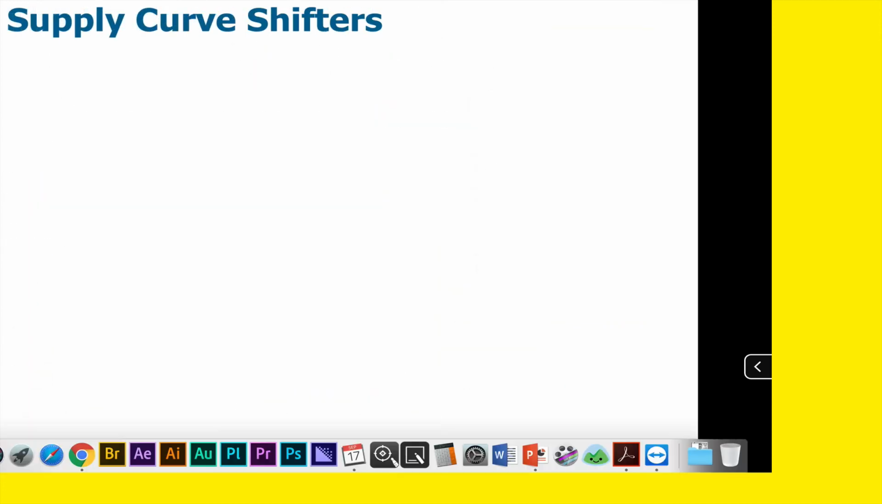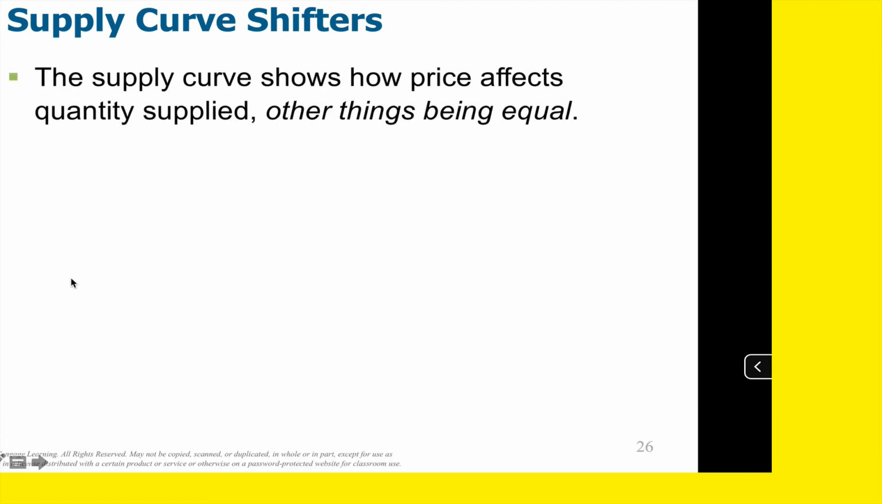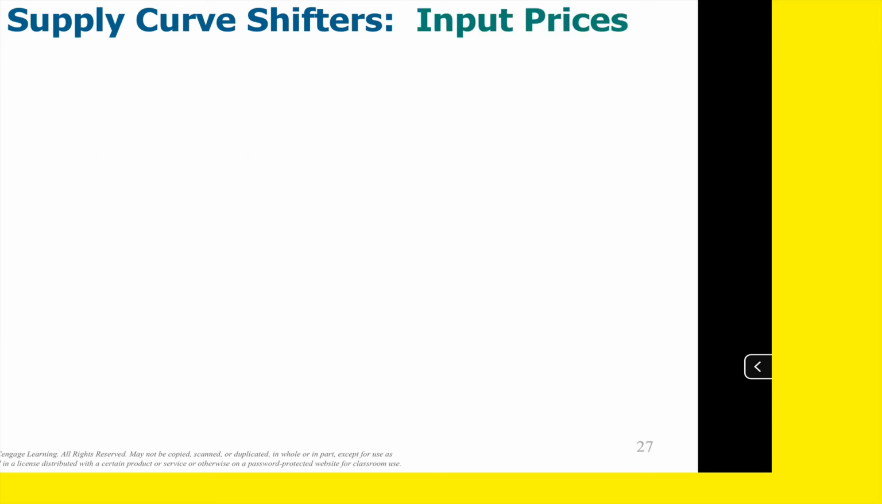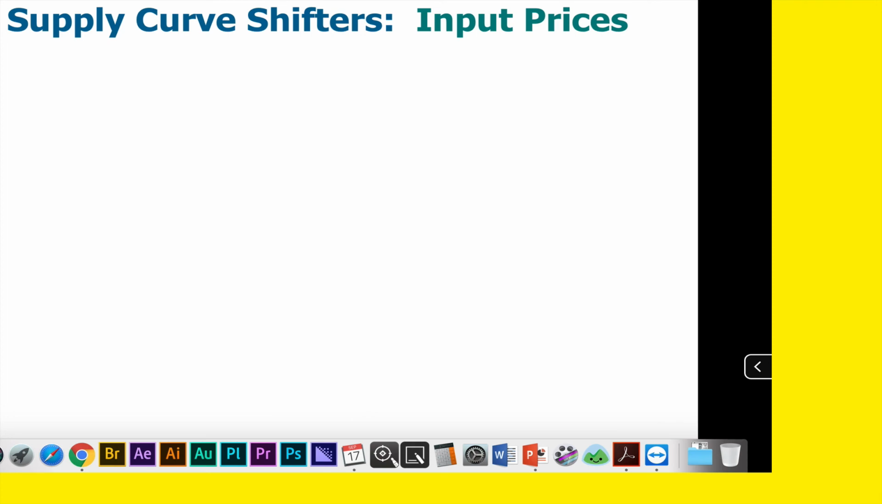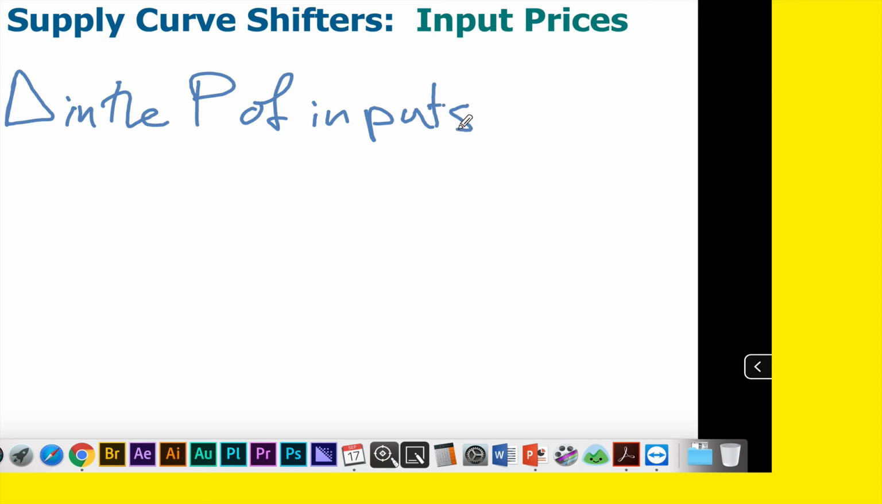All right. Supply determinants. Told you you'd have a set of these just like you did demand determinants. We'll get through the first one probably. So non-price determinants of supply. This one you write as change in the price of inputs.